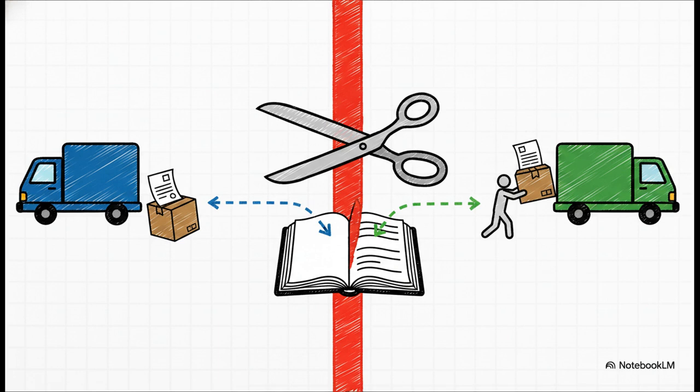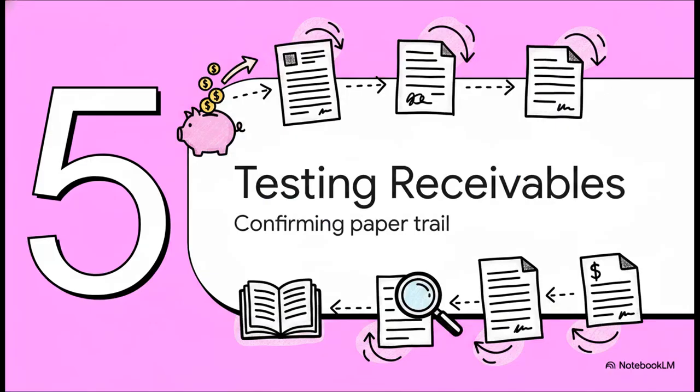To do this, you've got to note down the very last goods received note, or GRN, and the last dispatch note of the financial year. Then you trace those documents directly into the accounting system. You're making sure goods that arrived on December 31st are included in this year's inventory, and goods dispatched on January 1st are strictly excluded.